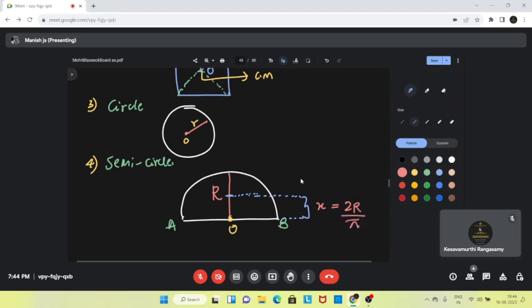Now that is the length that has been found. 2r is nothing but the total diameter distance. So with 2r by pi, you will arrive at a distance x where you find the center of mass. We are using something called lines of symmetry for this, the axis of symmetry. What do you mean by symmetry? Symmetry is where the figure can be cut into two equal parts.